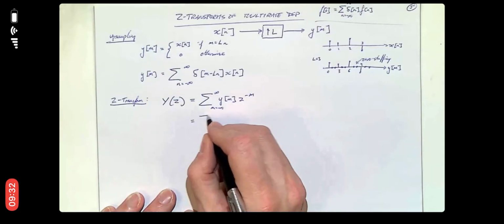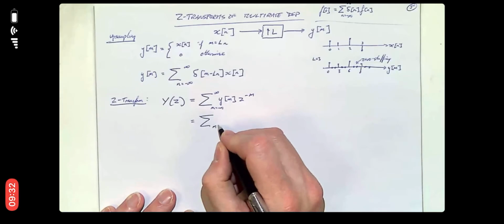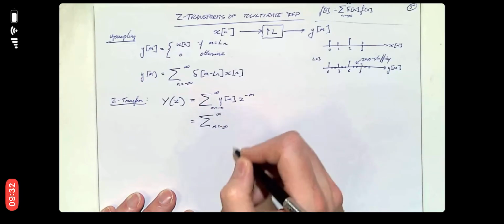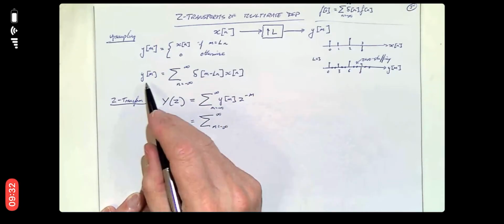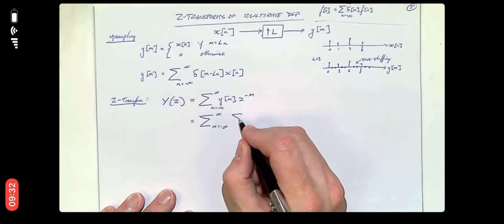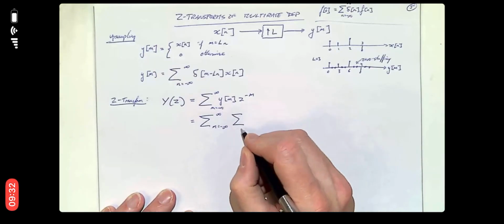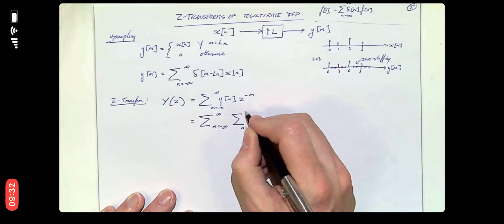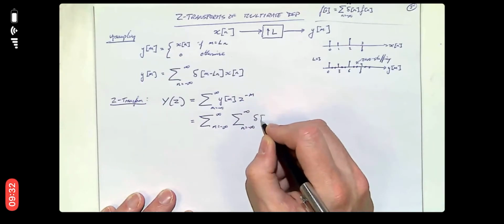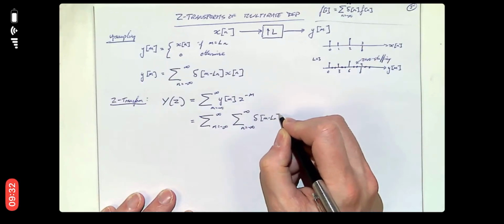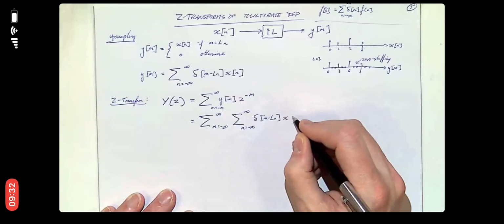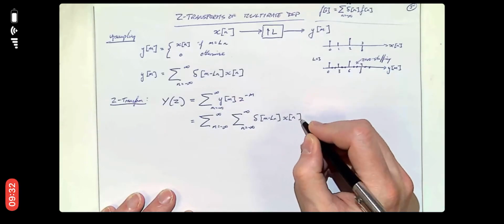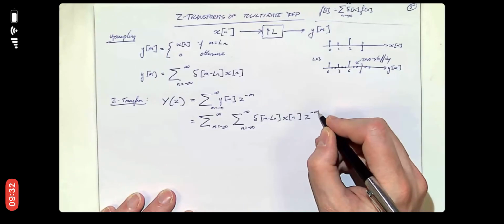So that's the sum from m equals minus infinity to infinity of y of m, and y of m is itself a sum from n equals minus infinity to infinity, delta of m minus Ln, x of n, z to the minus m.